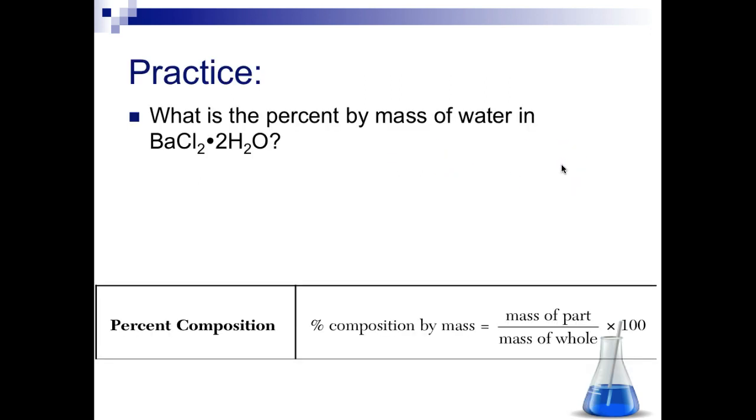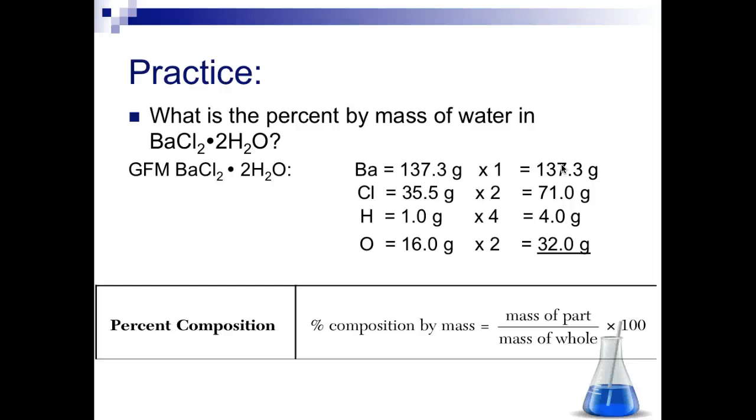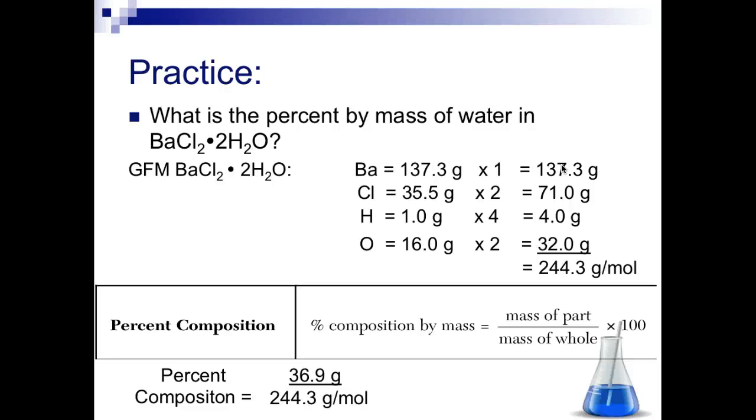So let's look at this practice. What is the percent by mass of water in BaCl2 dihydrate? So pause the video, try this, and unpause it when you're finished. Great, welcome back. So we first have to figure out the mass of the whole compound. 244.3. So what's the percent? The percent is the mass of just the water over the mass of the whole thing times 100, and we get 14.7% H2O.